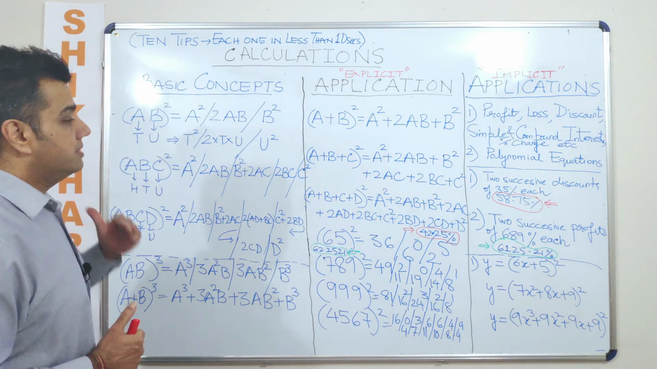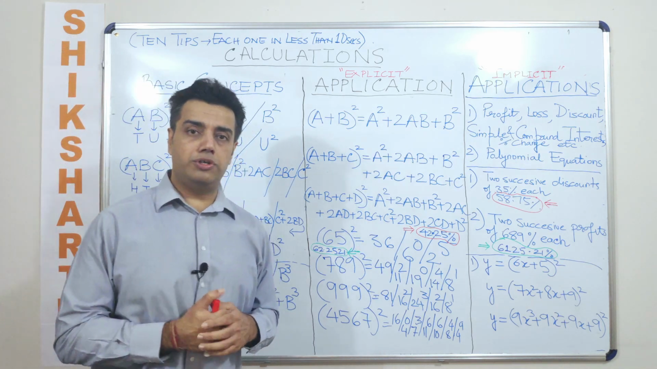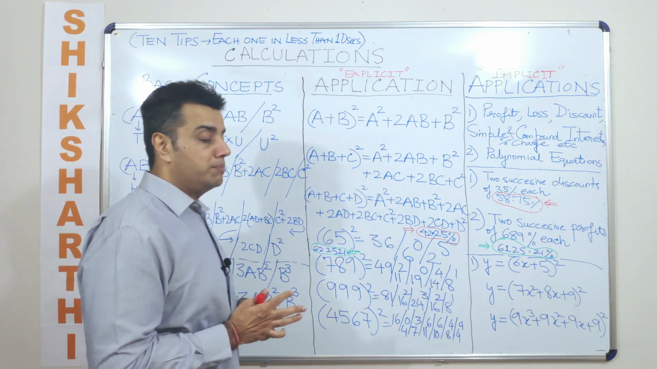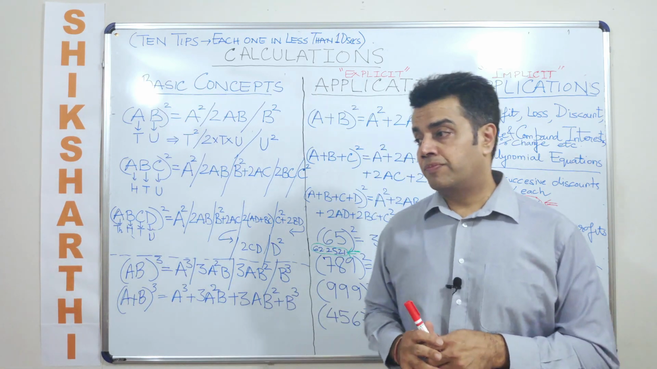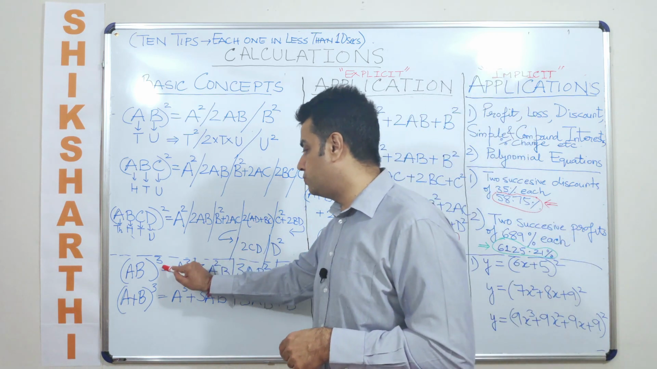Now we know that these are double digit squares. We know the mother method to find out double digit squares. We already know the method. We know the method of finding out triple digit squares. We also know the method of finding out double digit cubes.